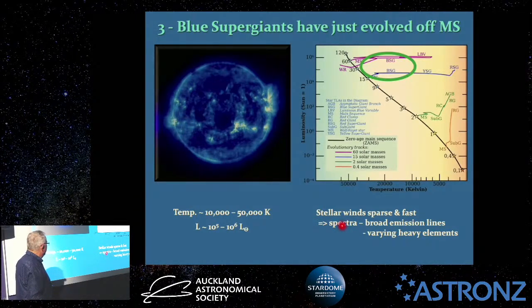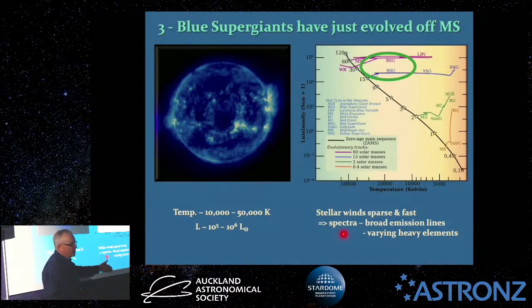And they have a varying array of heavy elements in there. You've got your hydrogen, you've got your helium, and you've got some carbon and nitrogen and oxygen.